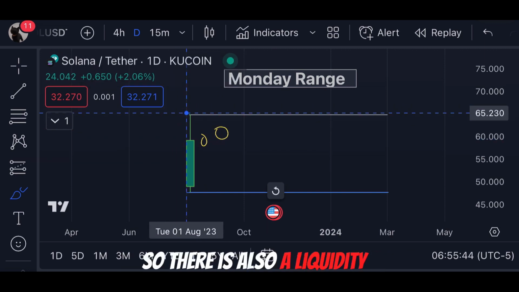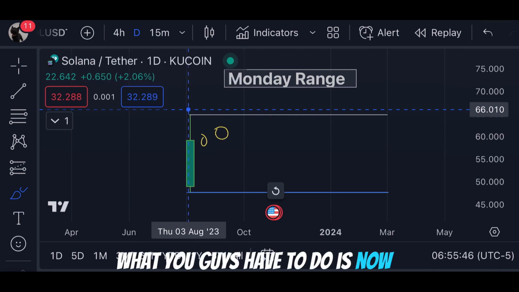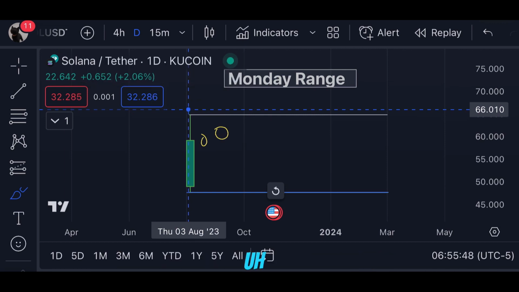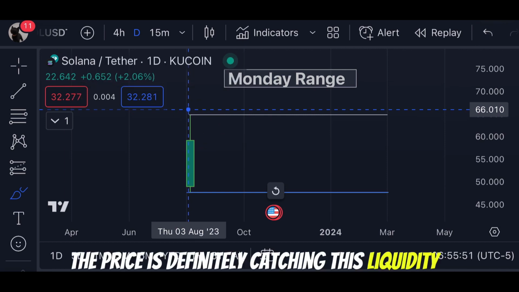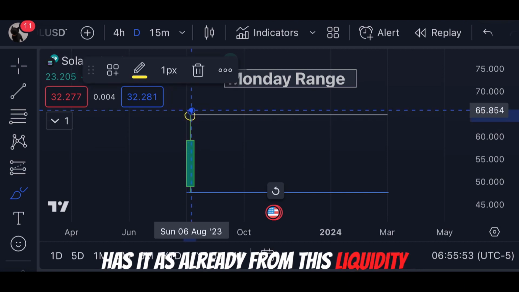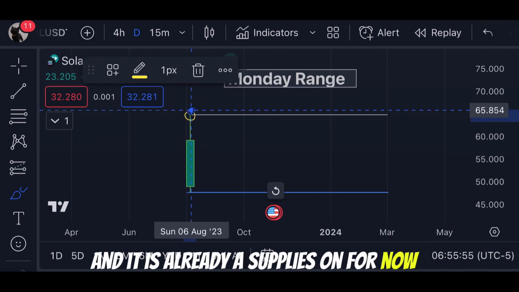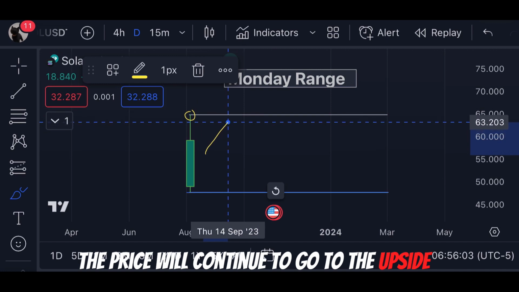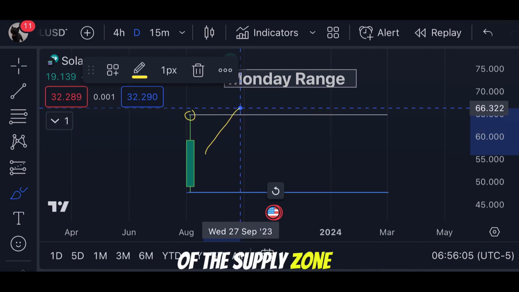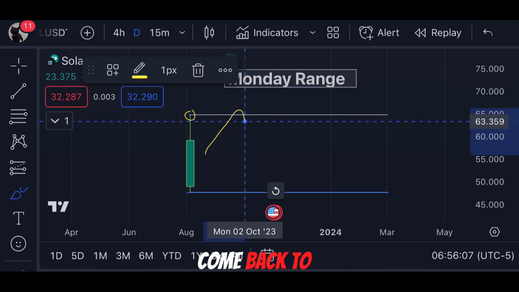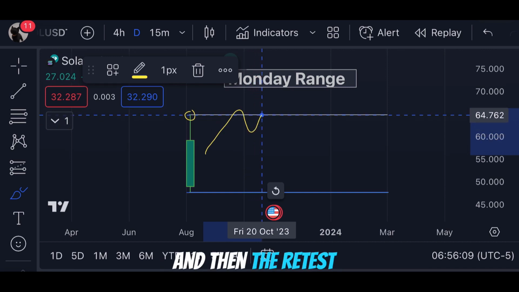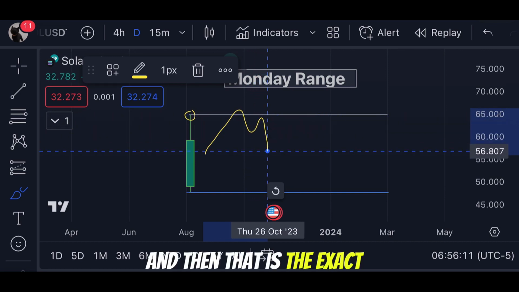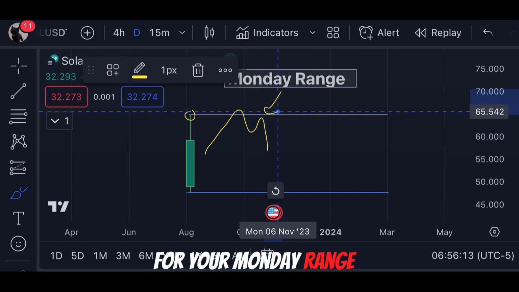There is also liquidity above this wick. The price is going to catch this liquidity, as it has already formed it and it is already a supply zone for now. What you have to wait for is that the price continues to go to the upside, takes the liquidity of the supply zone, and then comes back to the downside. Then the retest, and that is the exact trigger point for your Monday range.